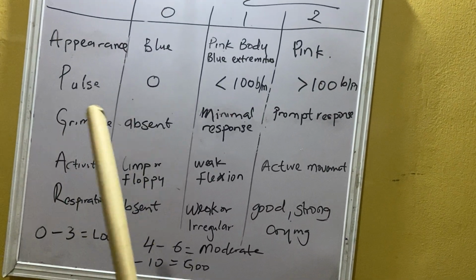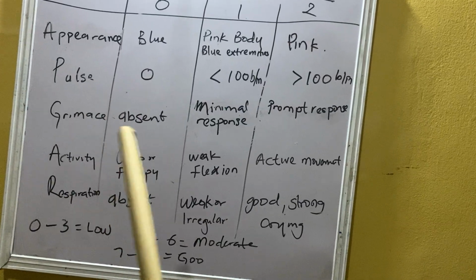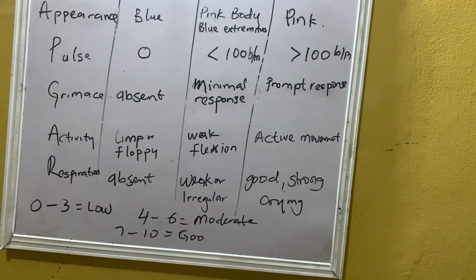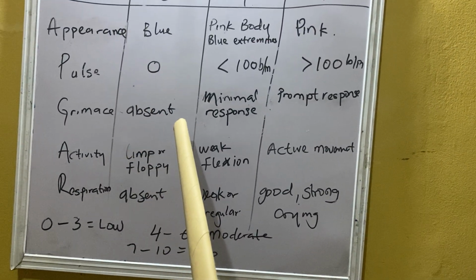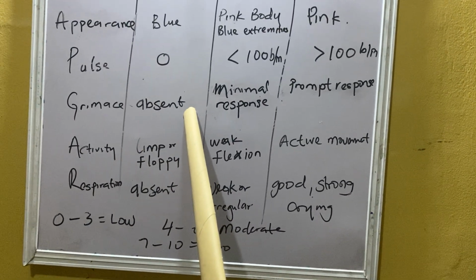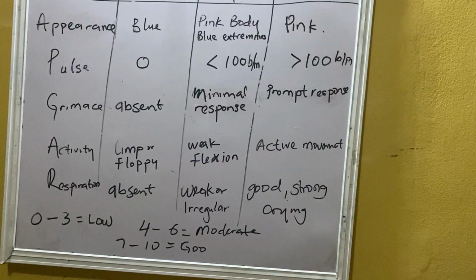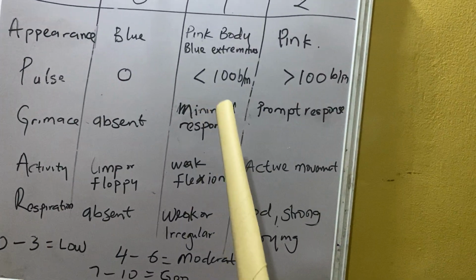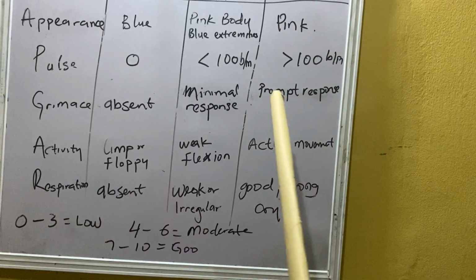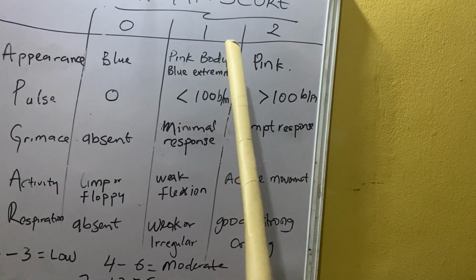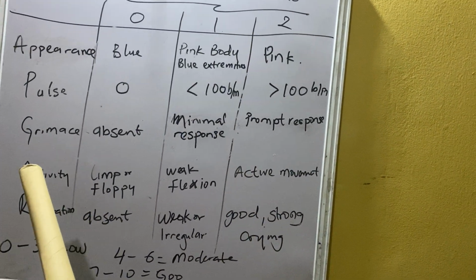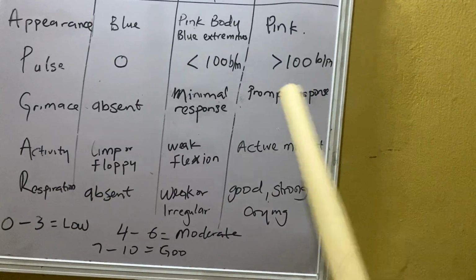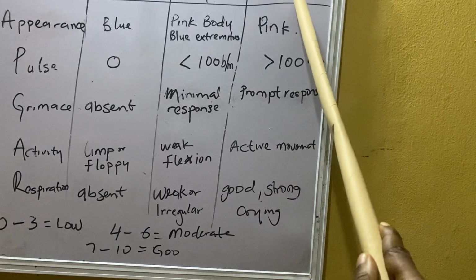Grimace is the movement in response to stimulation. If they stimulate the baby, there's movement. So if there's no movement after stimulation, it's absent, the child will have 0. But if there's minimal response after stimulation, it will be 1 mark. If there's a rapid, prompt response after stimulation, the child will have 2.